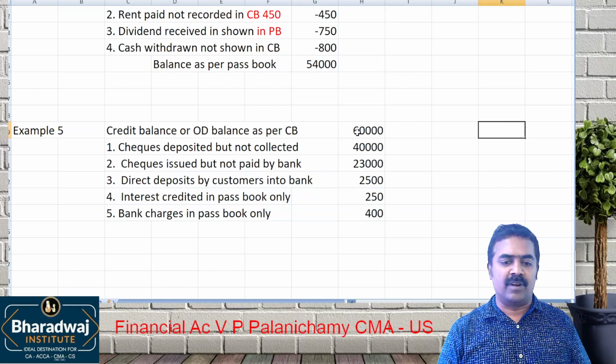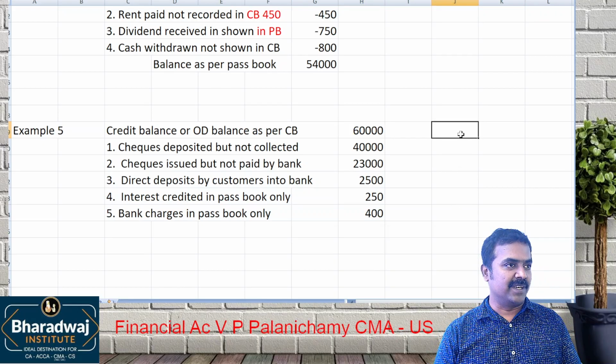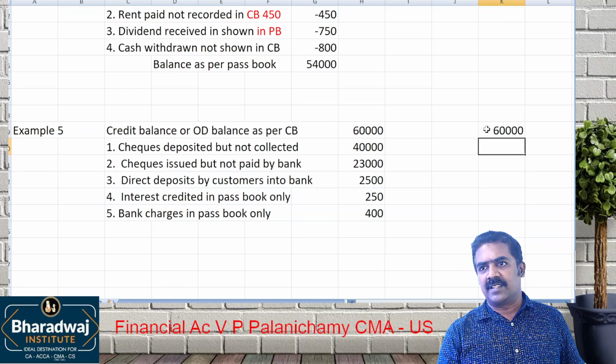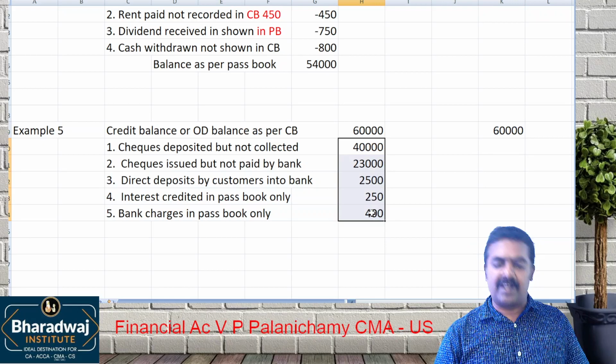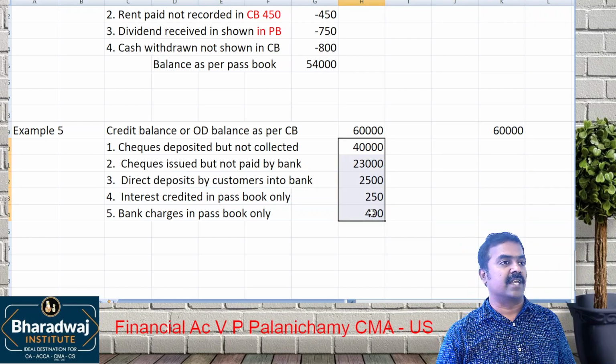Many people put a minus sign and then proceed. That is wrong, because you may get a wrong answer. So, simple. Keep OD as OD. How much? 60,000. Do the normal adjustment. At the end, change the sign for the adjustment.